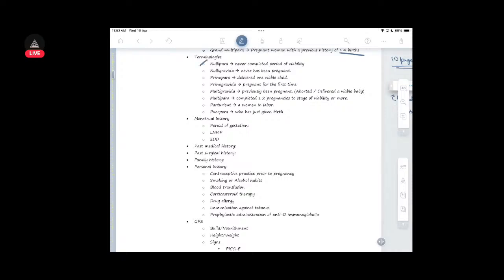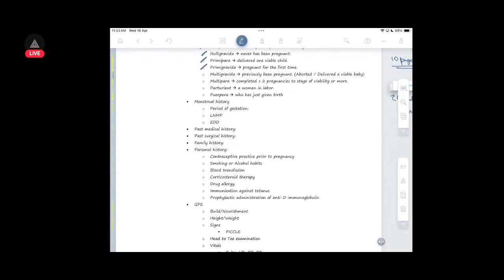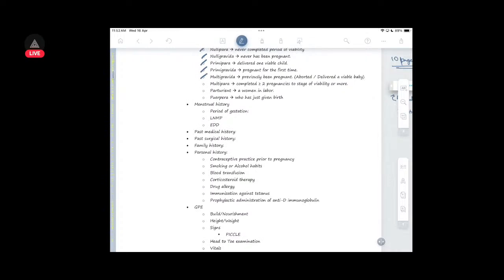never had a conception reaching the period of viability. Nulligravida has never been pregnant. Primipara is one viable child. Primigravida is pregnant for the first time. Multigravida has had previous pregnancies. Multipara is more than 2 pregnancies passing the stage of viability. Parturient is a woman in labor, and puerpera is one who has just given birth.